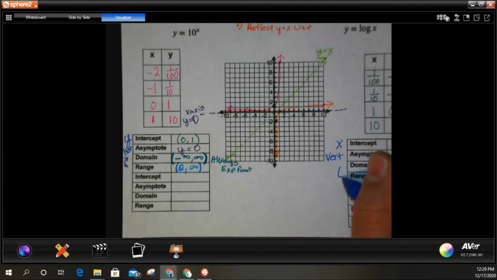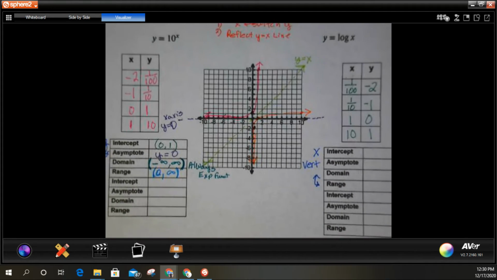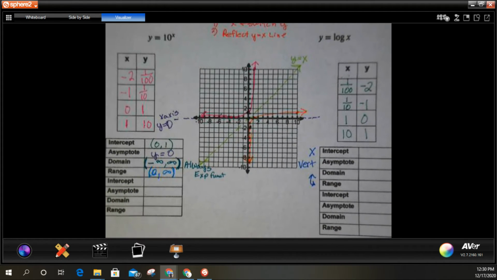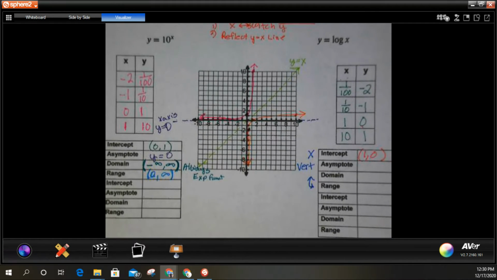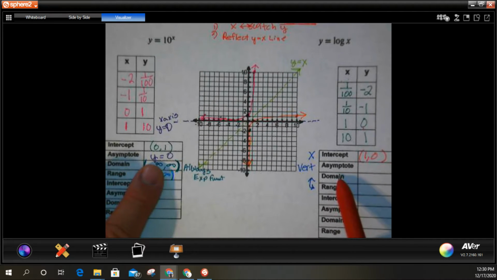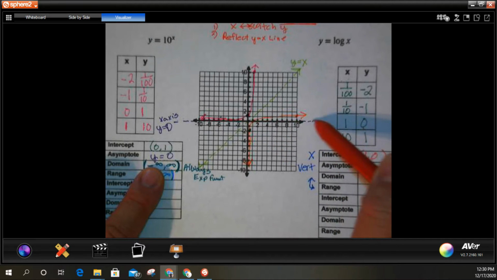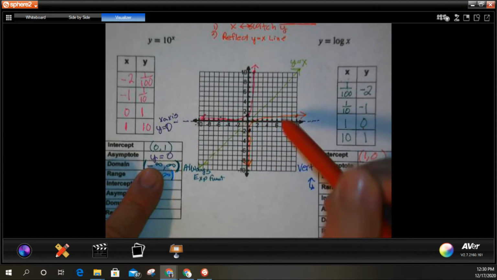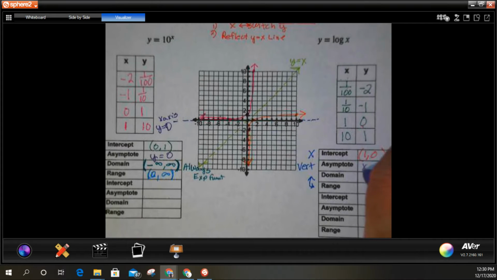So my x-intercept. My x-intercept is when my y value is 0. So it surely does just flip. My vertical asymptote, instead of y equals 0, which is my x-axis, is going to be x equals 0, or my y-axis.